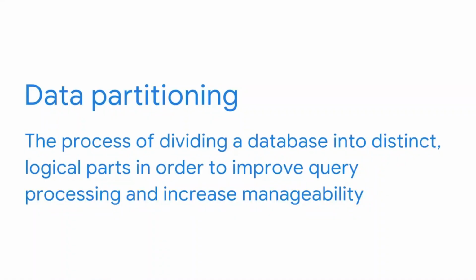In cloud-based systems working with big data, you might have data partitions instead of indexes. Data partitioning is the process of dividing a database into distinct, logical parts in order to improve query processing and increase manageability. The distribution of data within the system is extremely important, so ensuring that data has been partitioned appropriately and consistently is part of optimization too.